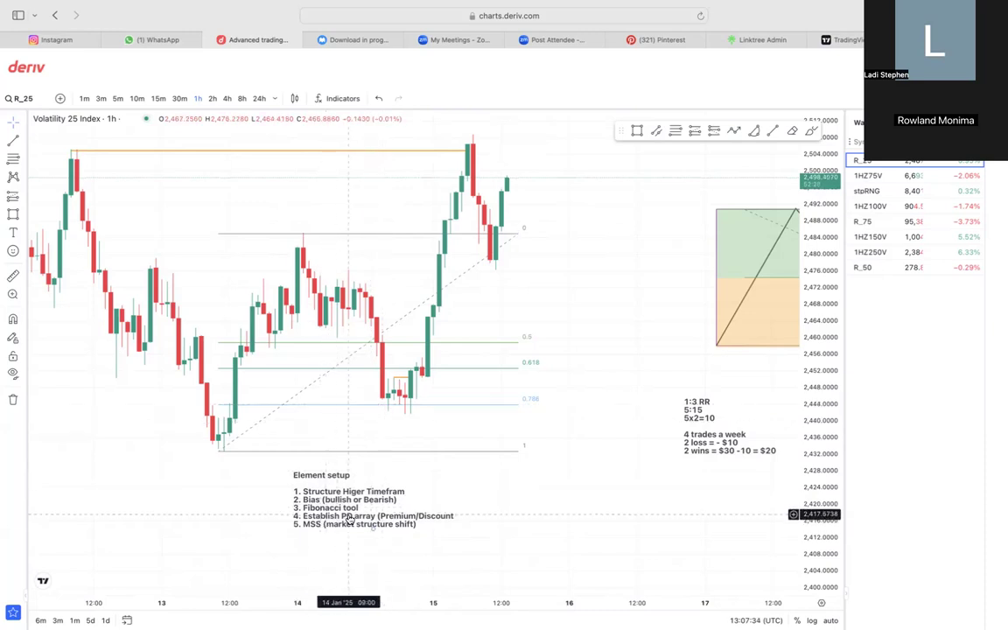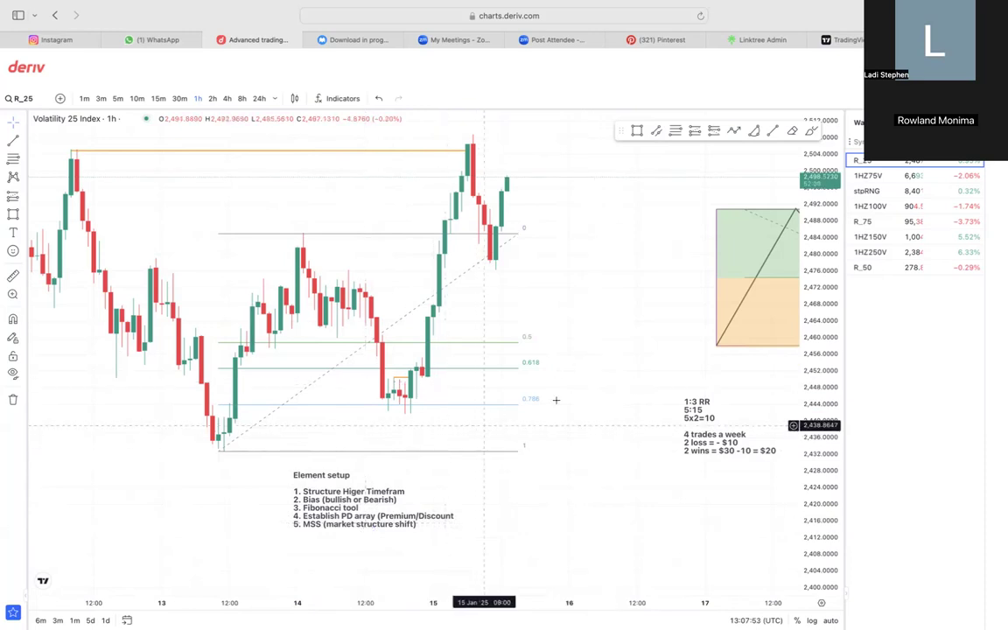You wait for it to enter your discount. Then you wait for a market structure shift in your discount. In your discount zone, once you get a market structure shift, you get involved.